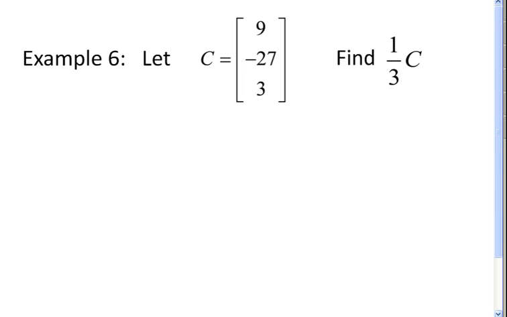I'm going to go ahead and leave C for you. Remember, find 1/3 C. You're just going to multiply the 1/3 times C.